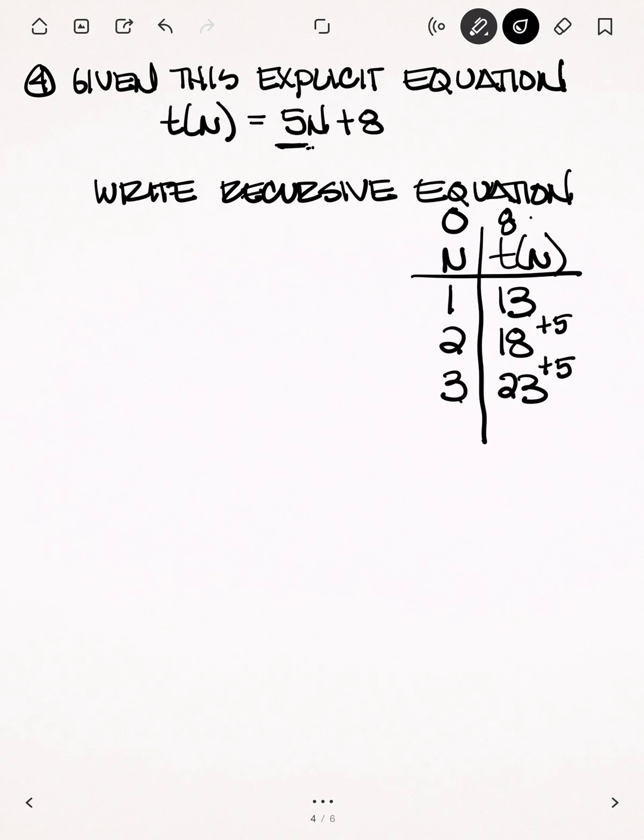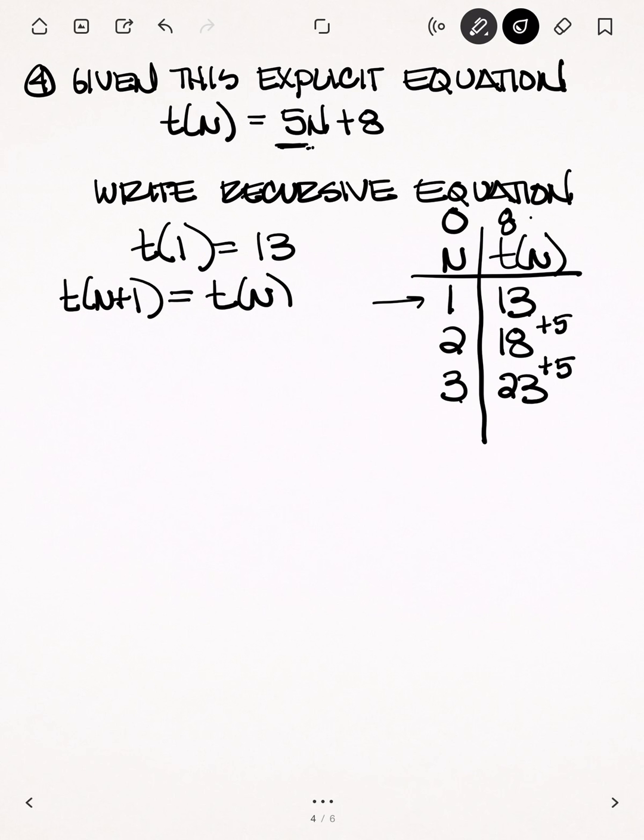So I really can see all the information that I need to write recursive. The only thing I did need to find is a point. So let's just use this one right here. We know that T of 1 is equal to 13. So we have a place to start. Then I write an equation. I am looking for the term after T of n. So with the recursive equation, I always start with T of n plus 1. It will always be equal to T of n, the term that I know.